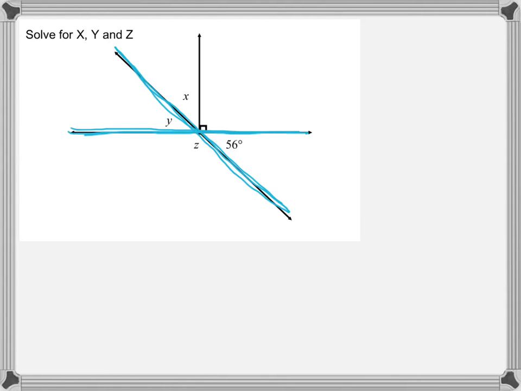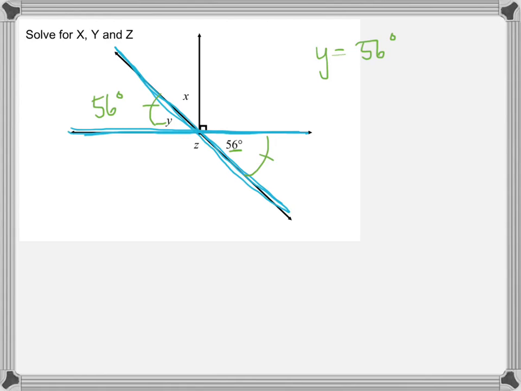So what we know is that since the blue lines intersect each other, Y and 56 degrees are vertical angles. This angle right here and this angle right here are equal to each other. Okay, so Y must be equal to 56 degrees because it's a vertical angle.